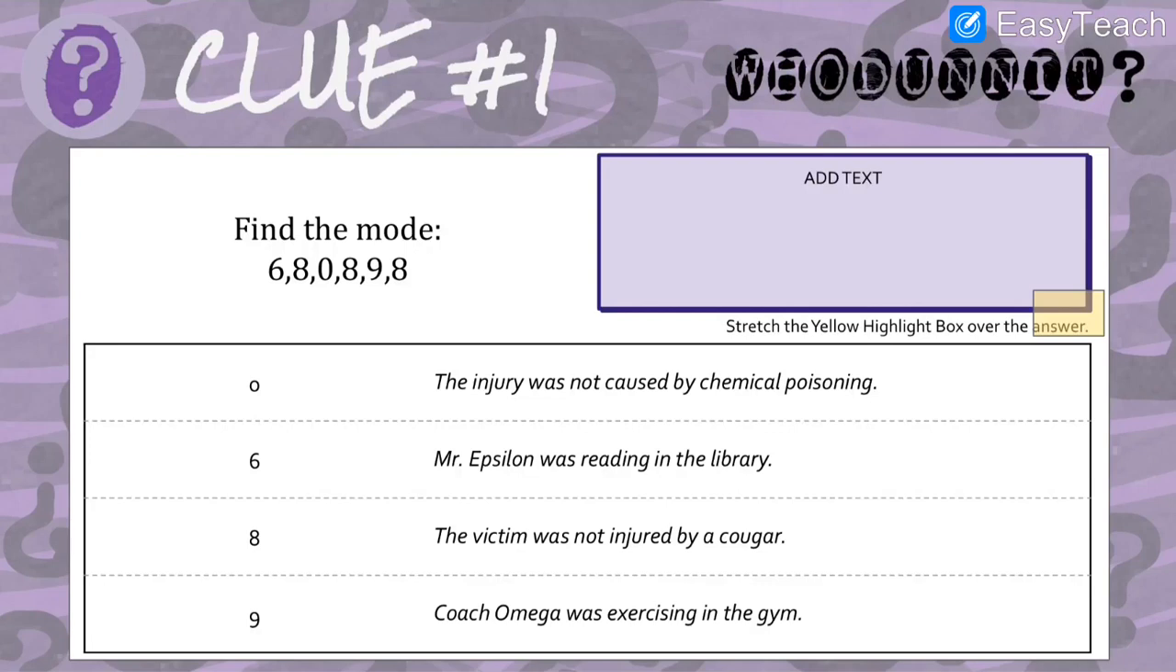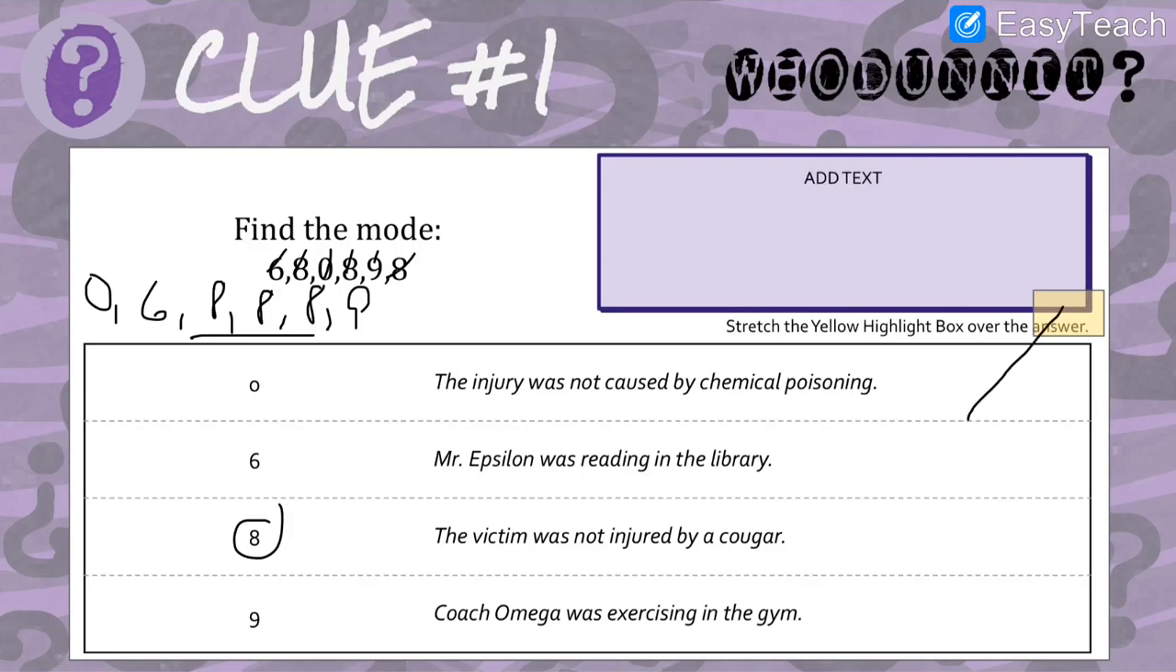We always know that we're supposed to write these in order too, especially when we're trying to find the range and the median. So we have a 0, a 6, an 8, an 8, an 8, and a 9. Is that all of them? 0, 6, 8, 8, 8, 9. Yes. So for the mode, I have three 8s. Sorry, it's a little messy. If my answer is 8, that means the victim was not injured by a cougar.